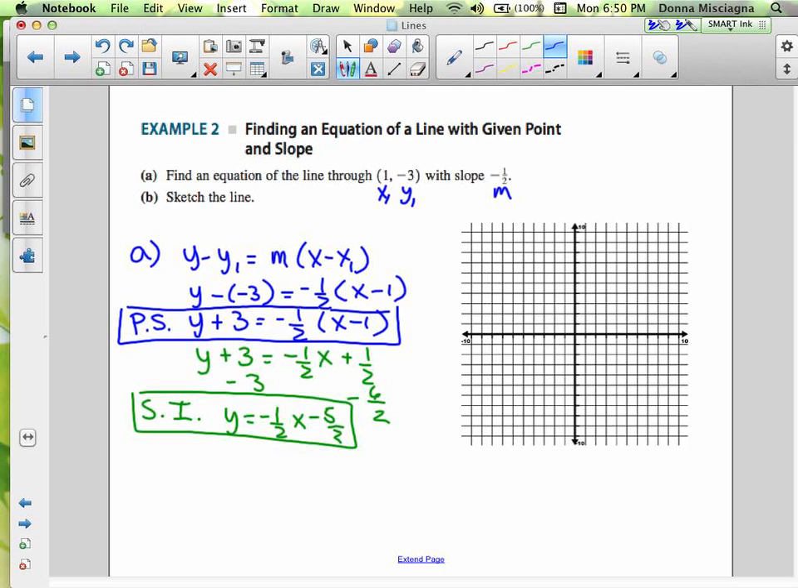So to graph your line in point-slope form, you're going to first, step 1, graph the point you're given. In this case, instead of graphing the y-intercept, let's graph the point 1, negative 3. Right, so there's our point 1, negative 3. Our second step, step 2, use the slope to count more points.